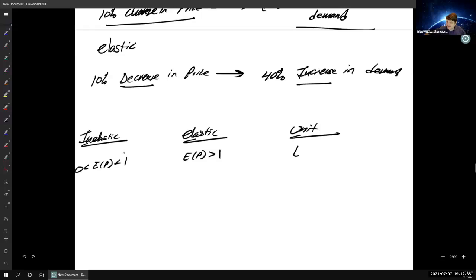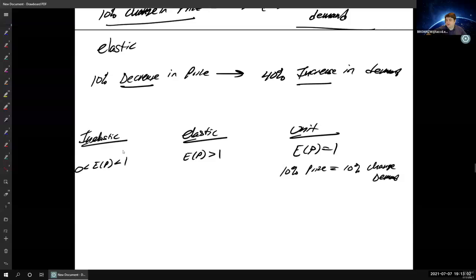Unit elasticity is when this thing equals 1. We haven't discussed this as an idea, but the idea of unit elasticity is that it's an equal change. If I have a 10% change in price, that leads exactly to a 10% change in demand. That's unit elasticity. We're not going to do a lot with unit elasticity.